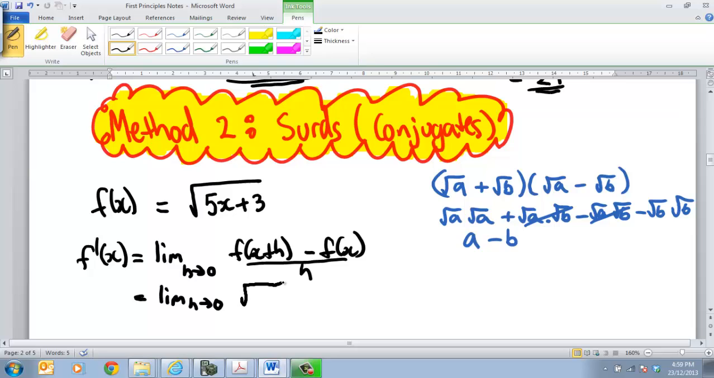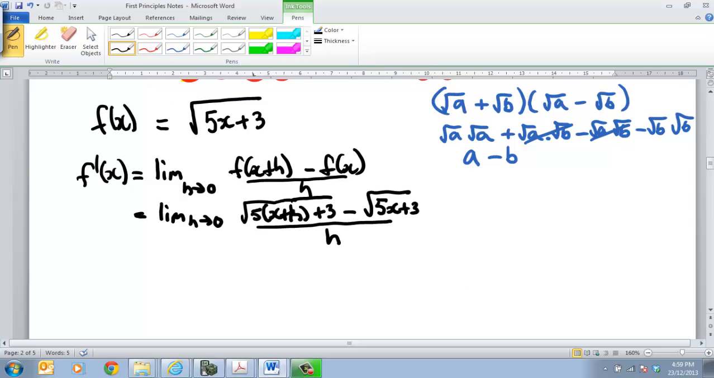So let's do it. So that will be the square root of 5 times x plus h, plus 3, I think you can sort of see what I'm doing, take away the square root of 5x plus 3, and that's all over h. Now we're going to times by the conjugate. Now the conjugate's pretty easy to think about: it's simply going to be the same thing here, but you're going to change the sign. So that's going to be the square root of 5x plus h plus 3, and instead of being take, it's now going to become plus the square root of 5x plus 3.